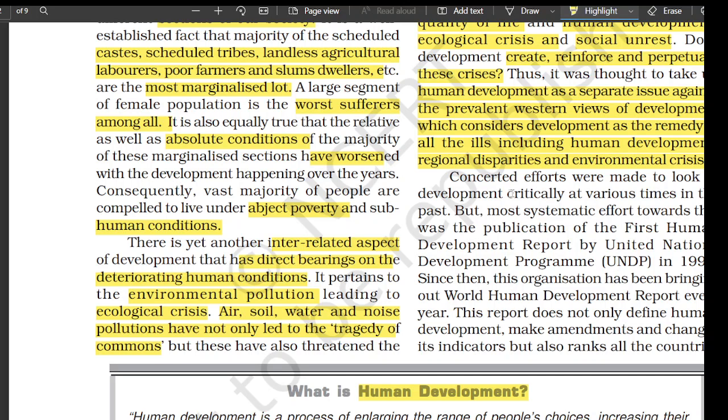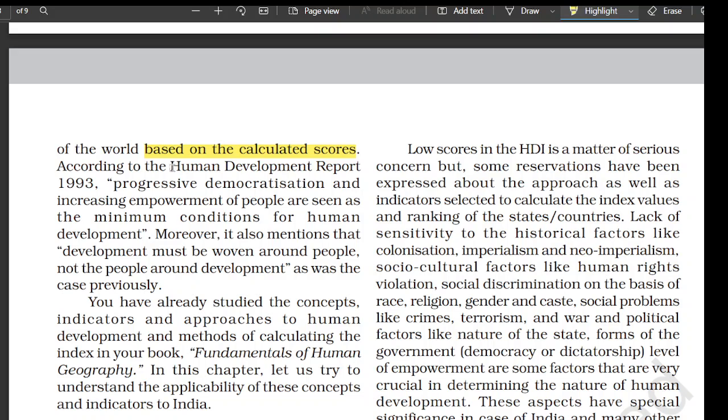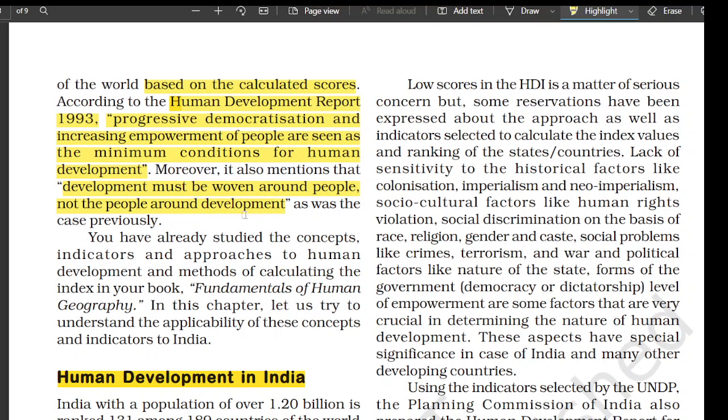Concerted efforts were made to look at development critically at various times in the past. But the most systematic effort towards this was the publication of the first Human Development Report by the United Nations Development Program, UNDP, in 1990. Since then, this organization has been bringing out the World Human Development Report every year. This report does not only define human development, make amendments and changes to its indicators, but also ranks all the countries of the world based on calculated scores. According to the Human Development Report 1993, progressive democratization and increasing empowerment of people are seen as the minimum conditions for human development. Moreover, it also mentions that development must be woven around people, not the people around development, as was the case previously.